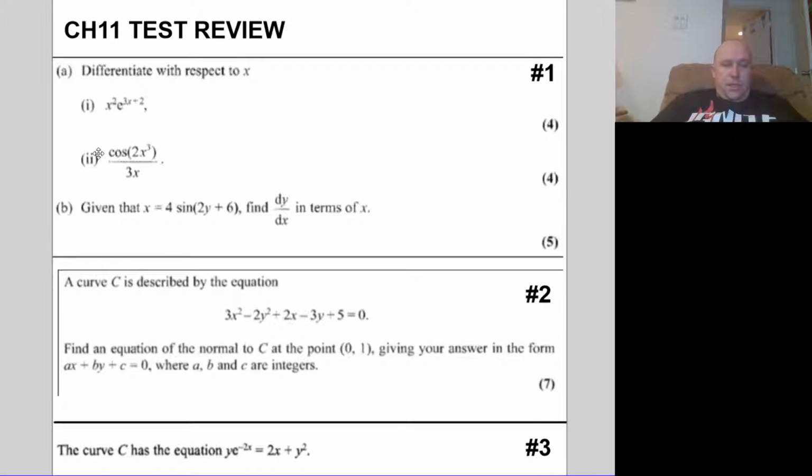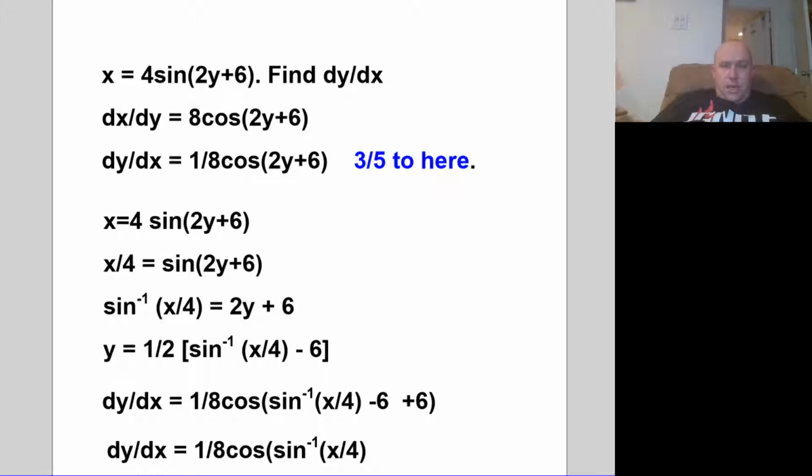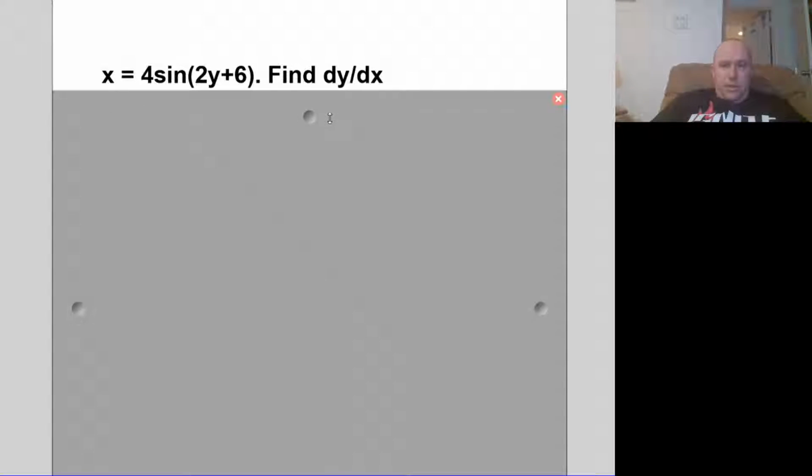Now, the actual first question in the test review is actually this. Given that x equals this, find dy by dx in terms of x for 5 points. Now, we're not going to be able to pick up all 5 points for this question, but certainly the easy points are at the start of the question.